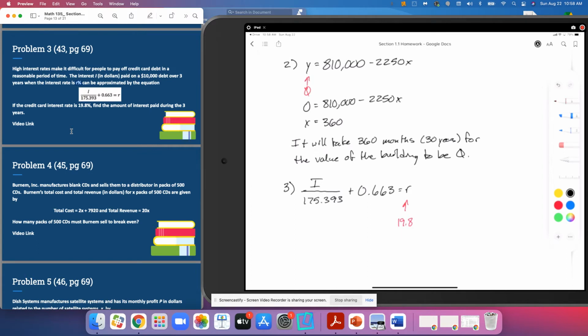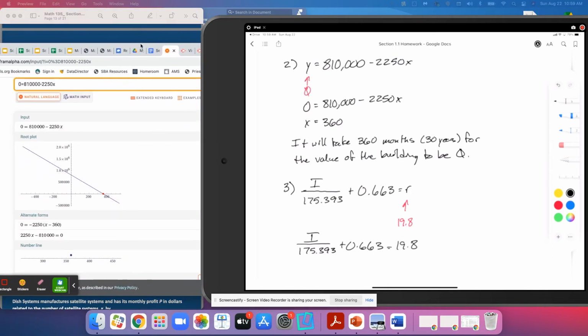which is awesome. That's a pretty high interest rate. So let's check out how much this person is going to pay over 3 years to pay off their $10,000 credit card debt. And so what we've got is I over 175.393, oops, not equal to, plus 0.663 is equal to 19.8. Okay, let's go ahead and swing that into Wolfram, and we will see what we come up with.